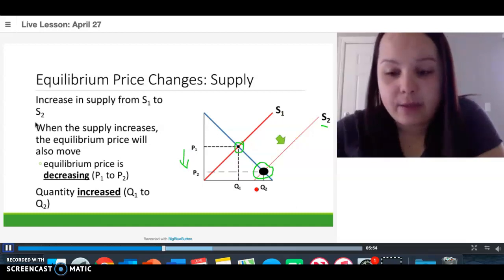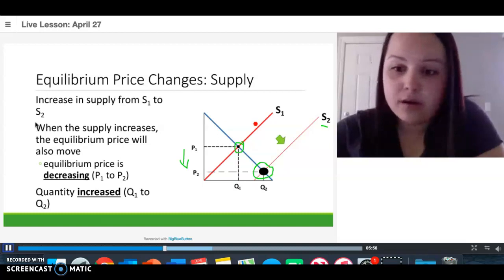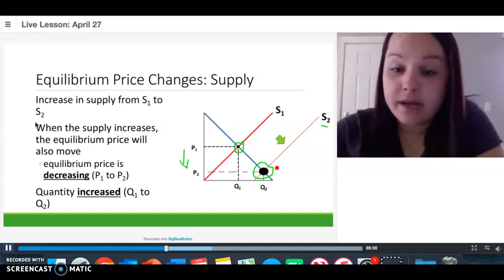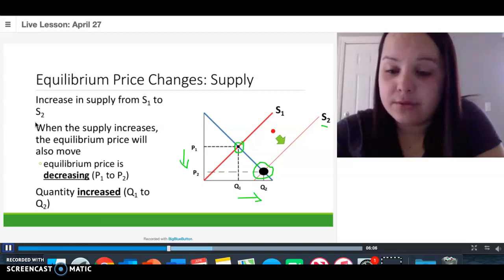And then again, with quantity, like I mentioned before, whether it's the supply curve increasing or the demand curve increasing, the quantity will also increase as well. So we see it go from Q1 to Q2. And then, just to hit home the idea of the relationship between price and supply, let's say instead of an increase in supply, we saw a decrease in supply.